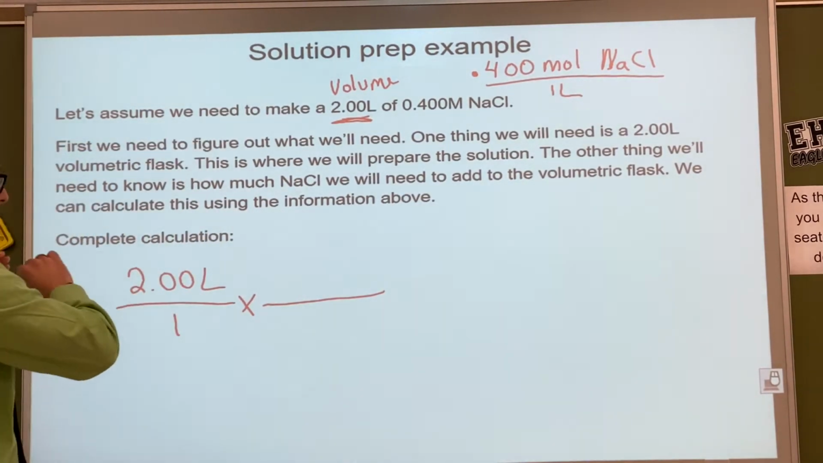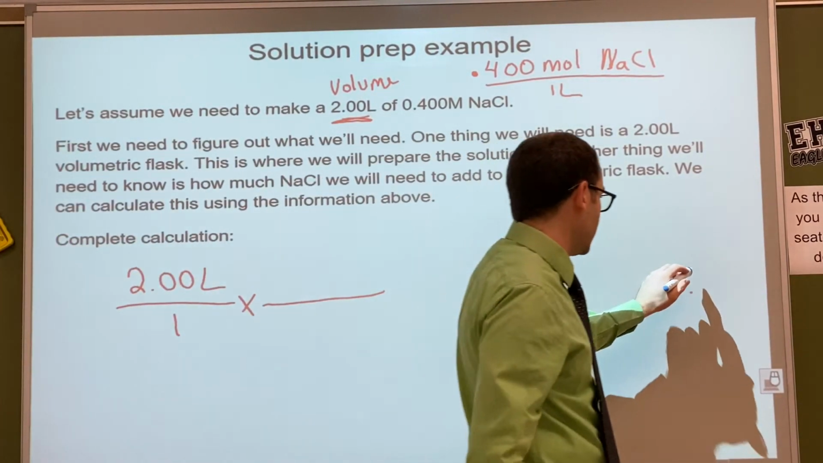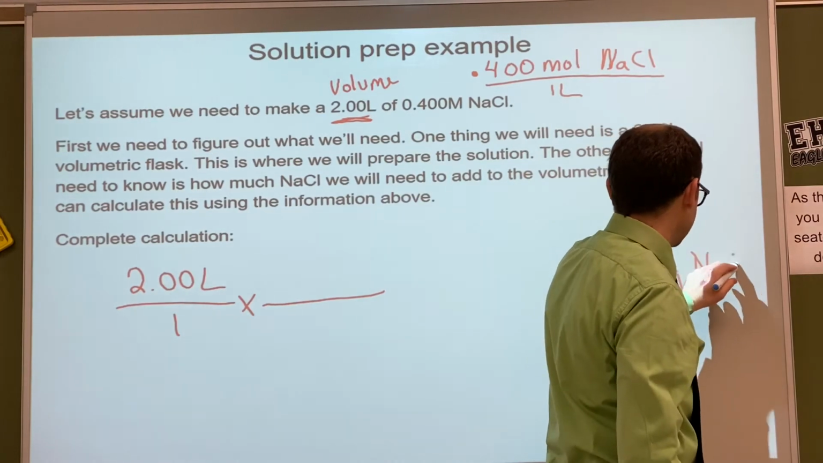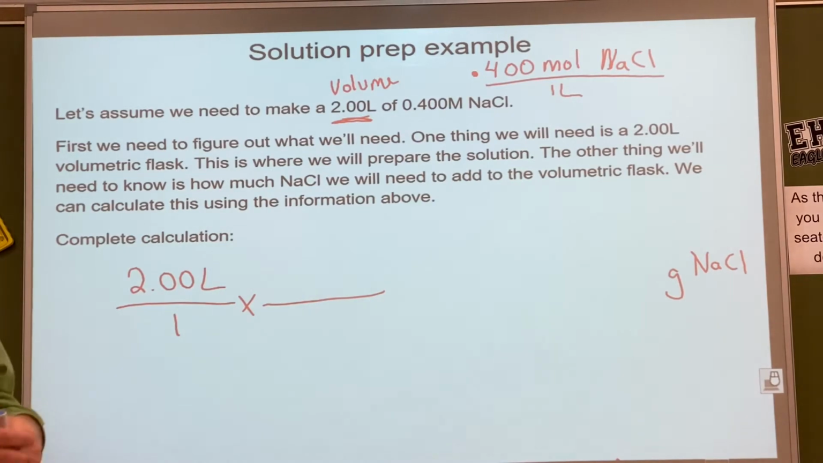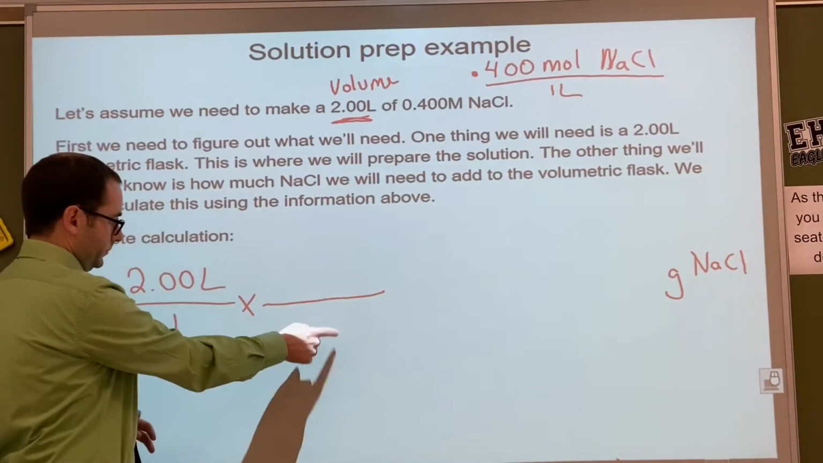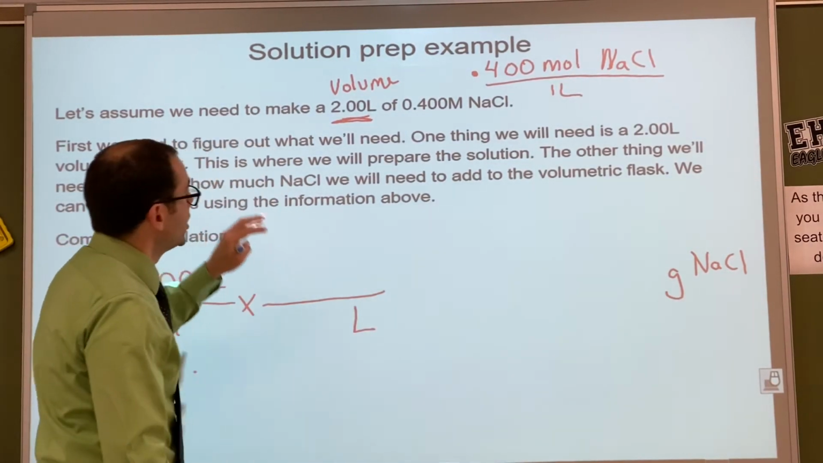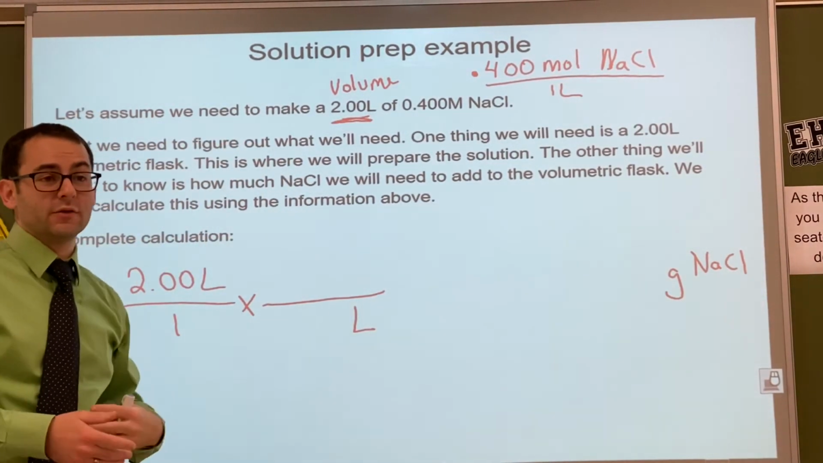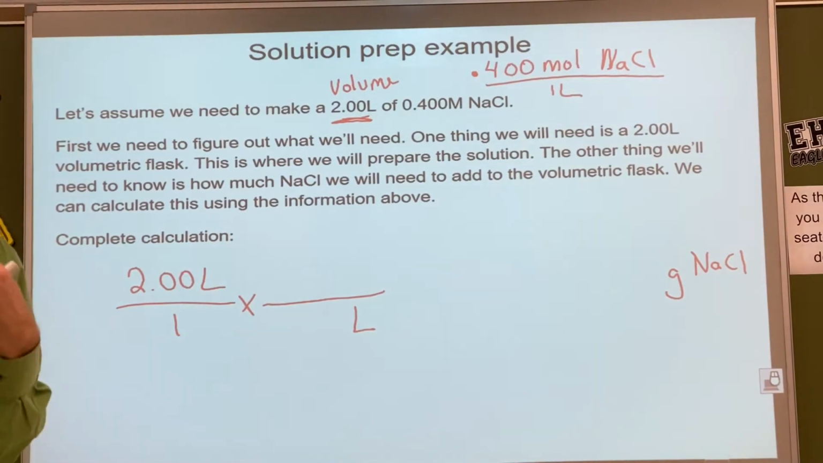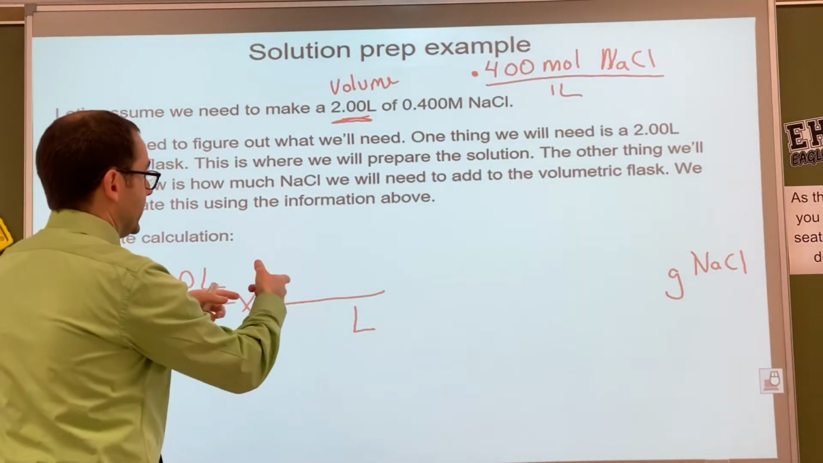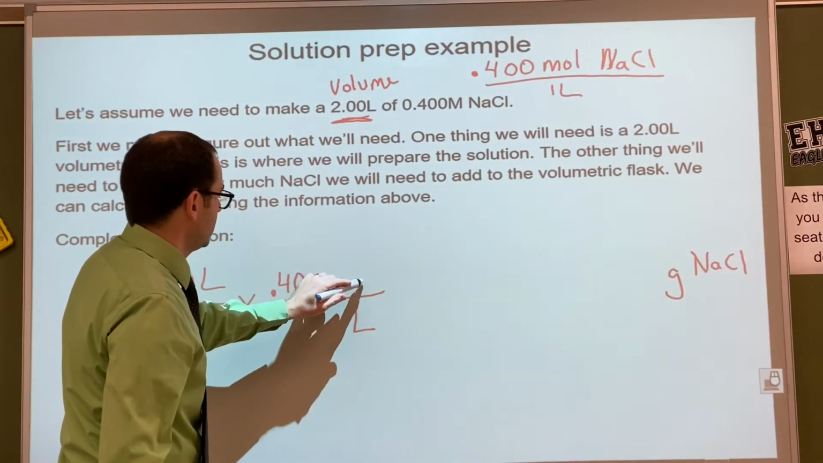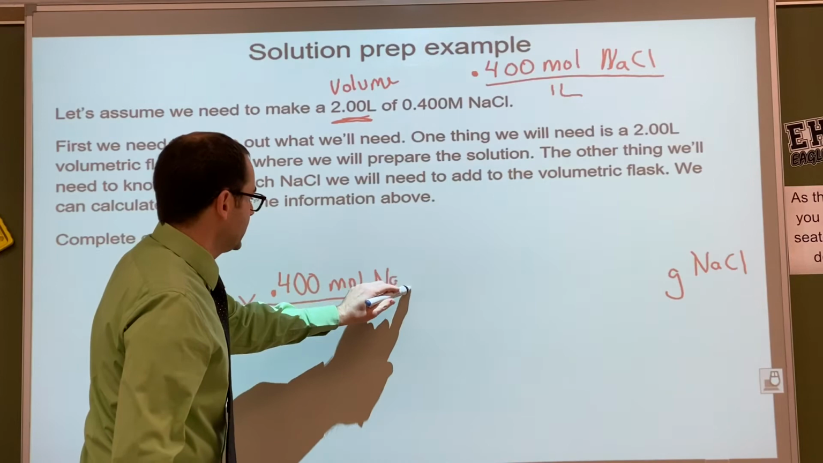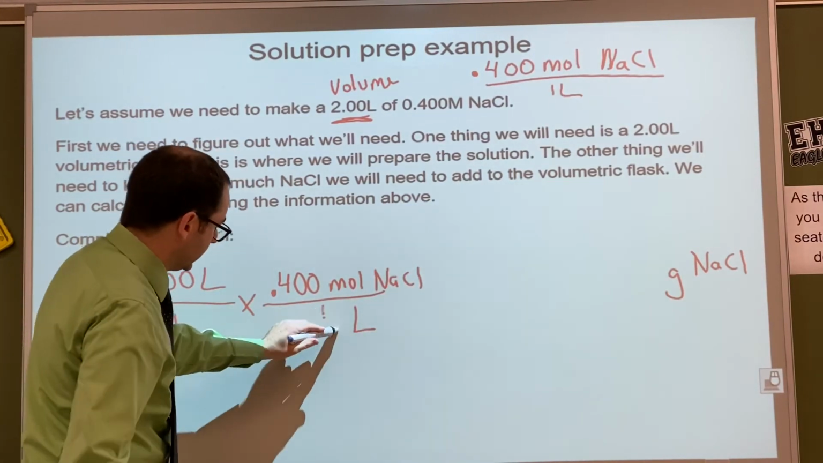And we're eventually going to need to get this over to grams. We're looking for grams of NaCl. What do we do next? What goes on the bottom? What unit? Liters goes on the bottom, good. Do we have liters up here in any conversion factors? Definitely, the molarity. So we just plug the molarity into this. On the top, you're going to have the 0.400 mole NaCl, over 1 liter.